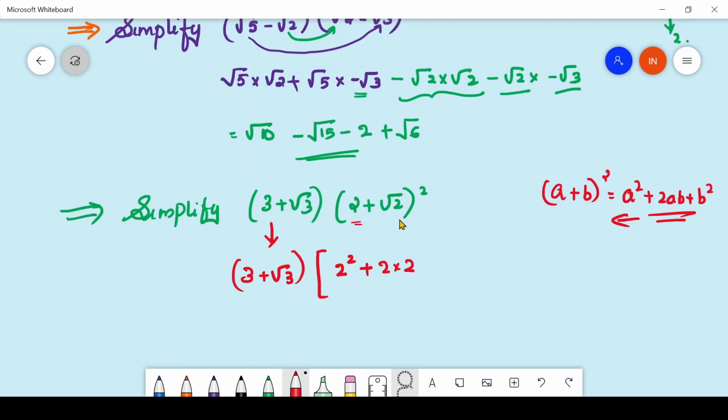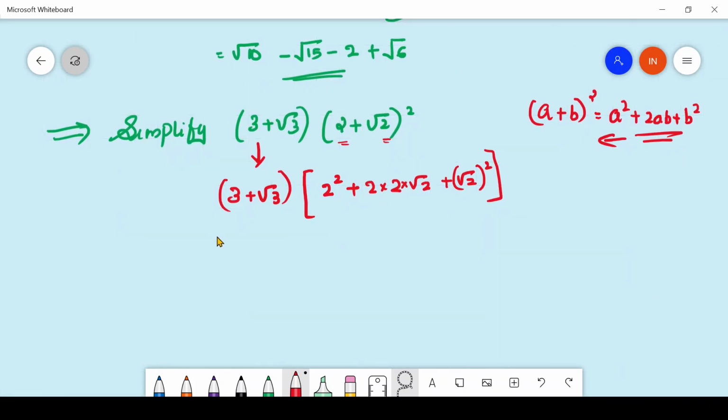This b is root 2, yes. Now this last term is root 2 the whole square, right? So this is how we can expand the second bracket. And let's solve the second bracket first. 3 plus root 3, I'm writing the same as such. Then 2 square is 4. Now 2 into 2 is 4. Again, you have here root 2. So plus 4 root 2.